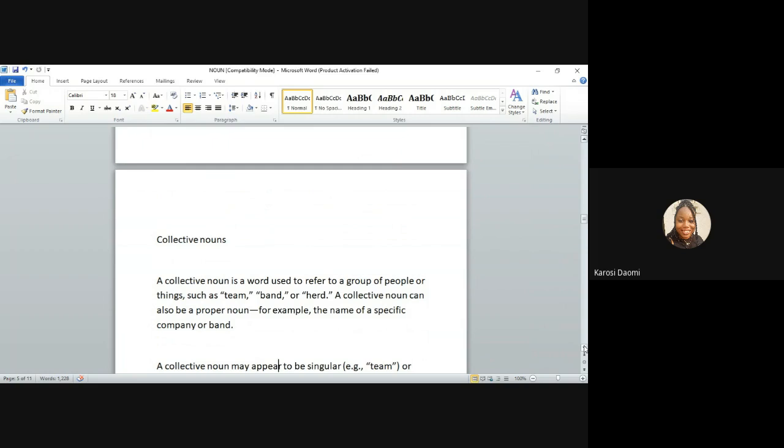So collective nouns can also be proper nouns, for example, the name of a specific company or band. For example, you have the Beatles. That's the name of that band. I think more commonly you'd always hear the Beatles. If you ask me, I don't know the names of the members of that particular music band, but the collective name they're known by, I think quite a number of people know that.